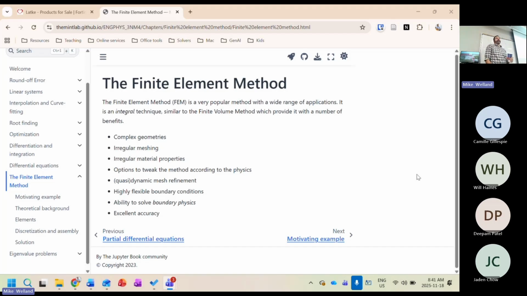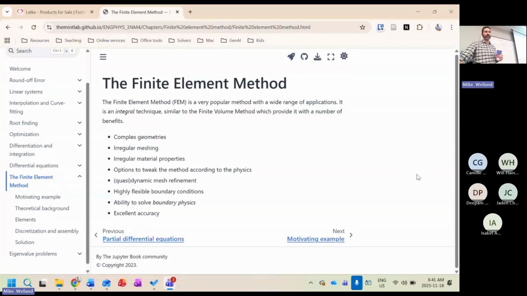FEM is super good for complex geometries. Why? Because we can represent it with triangles, and if you have something small, you can get as small as you want. You just keep refining your triangle, on and on and on. So any kind of complex geometries, no problem. FEM's got that. Irregular meshing, no problem. Material properties, also no problem. You can tweak the method.